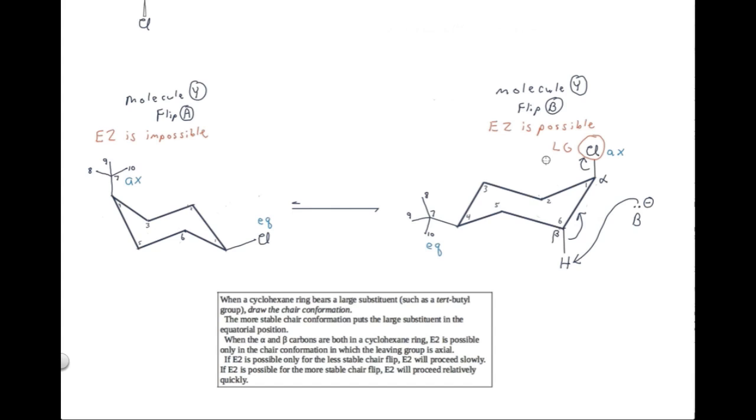So this is the chair flip where E2 is possible, and this is also the favored chair flip. Remember, the molecule will spend the vast majority of its time in this chair flip, and this is where E2 is possible. Well, when E2 is possible for the more stable chair flip, that's when E2 will proceed relatively quickly. So now we've confirmed that E2 will proceed relatively quickly for molecule Y.